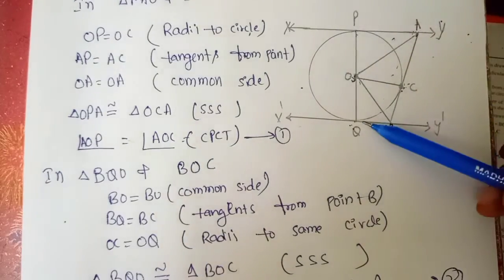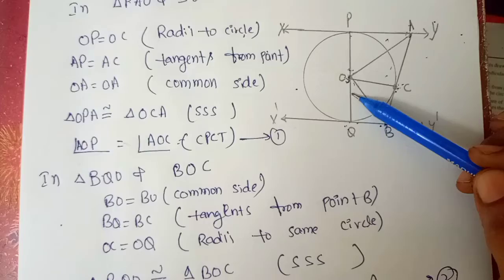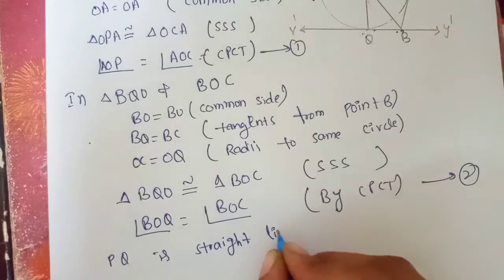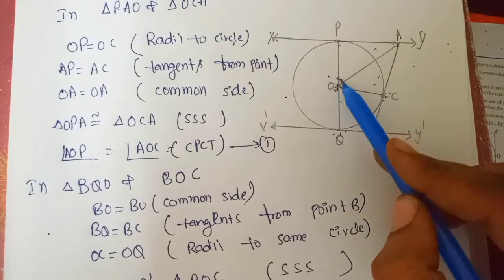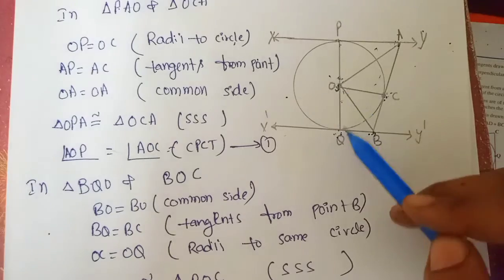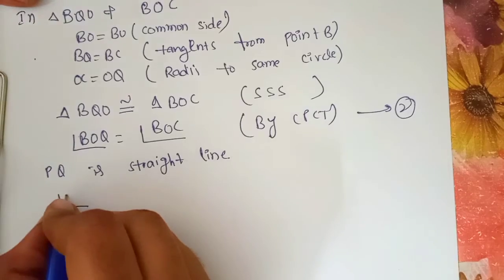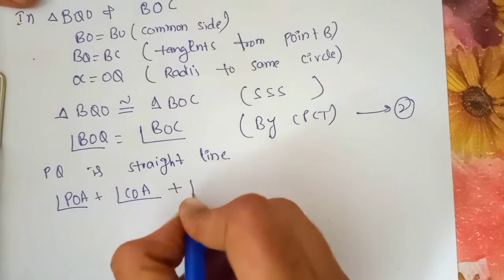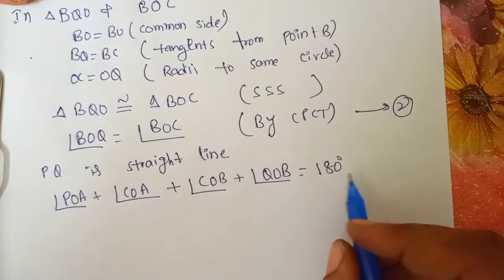See here. PQ is a diameter of the circle. Okay, so the angle at O is 180 degrees. PQ is a straight line. The sum of all these angles is equal to 180. So that is angle POA plus angle AOC plus angle COB plus angle BOQ is equal to 180. Okay, so write down angle POA plus angle COA plus angle COB plus angle QOB is equal to 180.